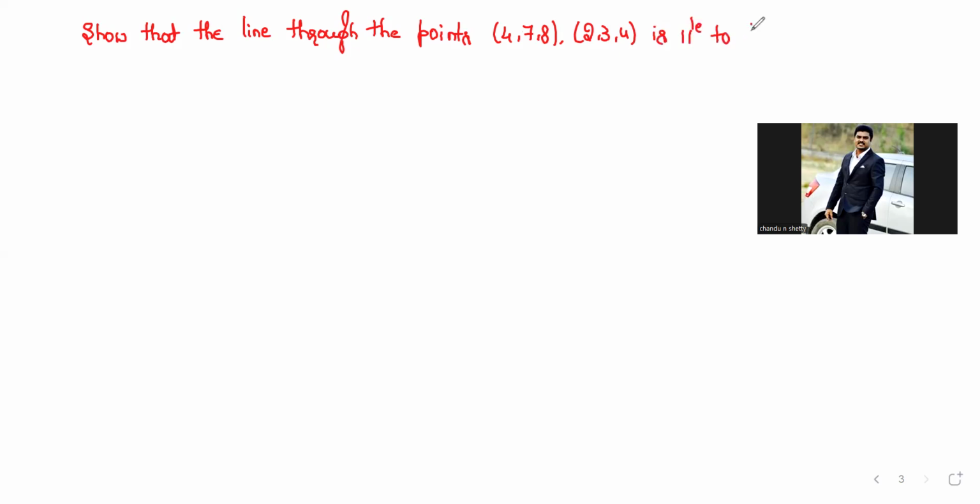Show that the line through the points 4, 7, 8 and 2, 3, 4 is parallel to the line through the points -1, -2, 1 and 1, 2, 5.